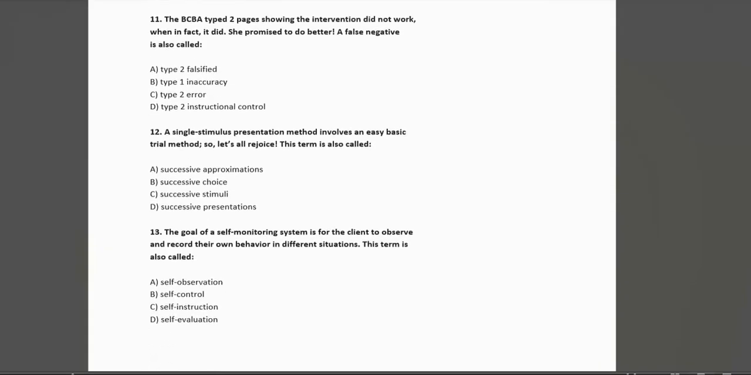The BCBA typed two pages showing the intervention did not work when in fact it did. She promised to do better. A false negative is also called... She promised to do better.